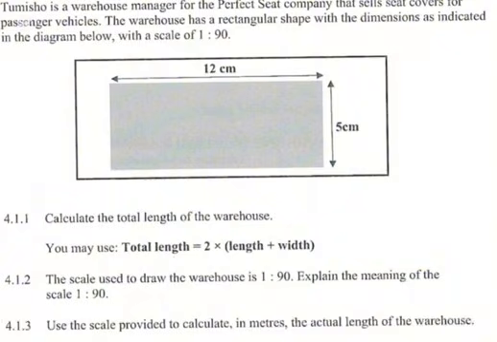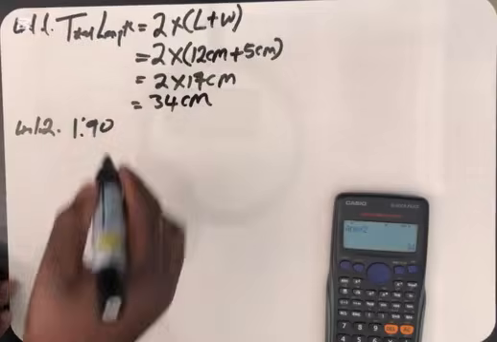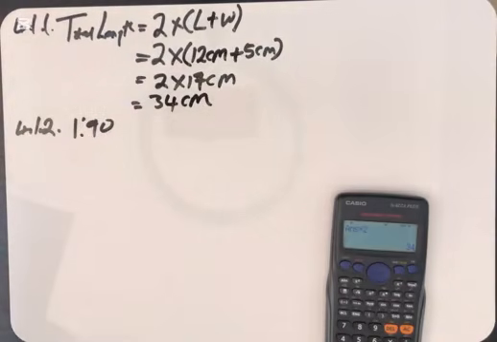Moving to the next question, 4.1.2. It says, the scale used to draw the warehouse is 1:90. Explain the meaning of the scale. 1:90. We all know what this stands for. 1 unit on the map represents 90 units in real life. Please avoid using numbers. Make sure that you explain this with words.